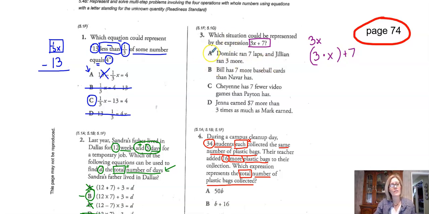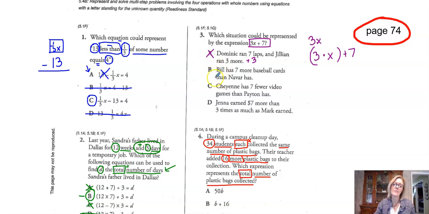So let's go over here and look. Dominique ran 7 laps and Jill ran 3 more. That's a plus 3 then, okay? It didn't say anybody did 3 times as much as anybody else, okay? 3x means the 3 is multiplied by something. This problem didn't do it, okay?